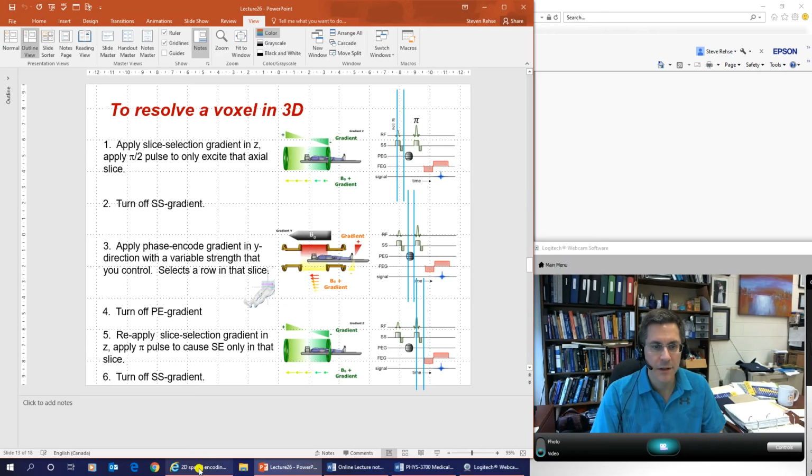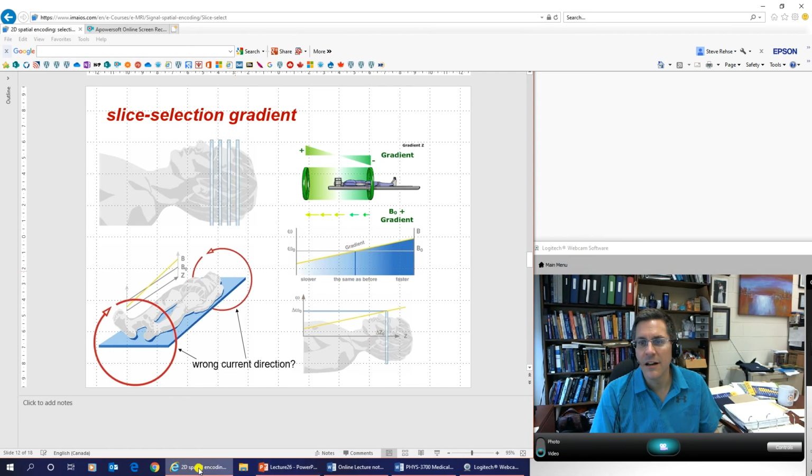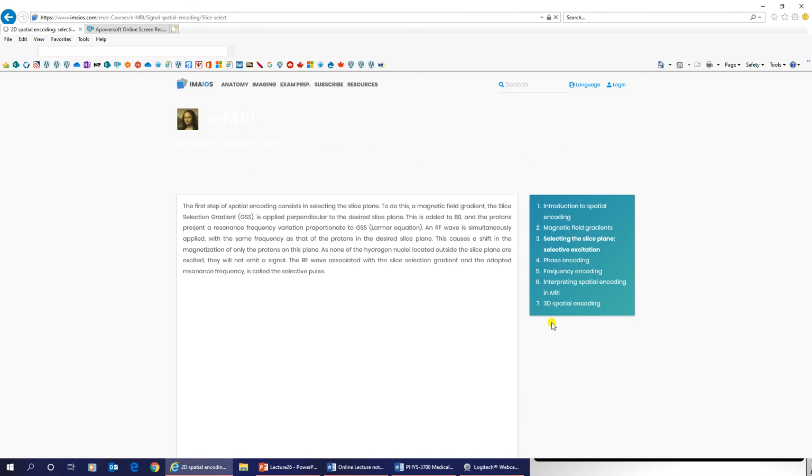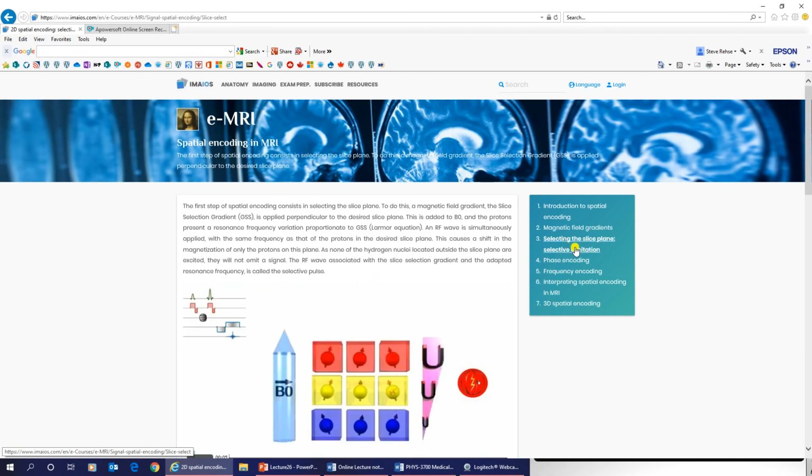So I'll come back to this. We're trying to work our way through this IMAIOS site, 2D spatial encode gradients. Oh, it's not responding. Let's see if we can recover the website. You're probably going to have the exact same problems that I'm having. Okay, here it comes. So we did the selective excitation of the axial slice. Let's try our phase encode gradient.